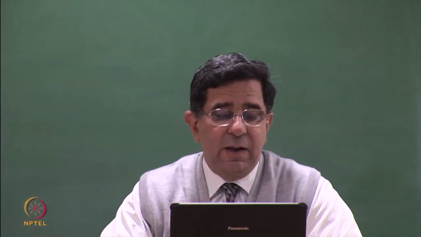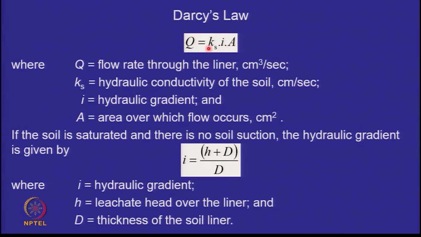So please use these formulae. You remember Q is equal to KiA: hydraulic conductivity, hydraulic gradient, and the area, right? And what's the hydraulic gradient in this case? i is equal to (h plus D) over D, where h is the leachate head over the liner. In this case, it is 0.3 meters, and the thickness of the liner is 0.9 meters. So can you please calculate Q for me? As per this formula, it will come out in centimeter cube per second, but I want you to compute it in liters per hectare per day. Please note these two formulae, and then I'll go back to the problem.